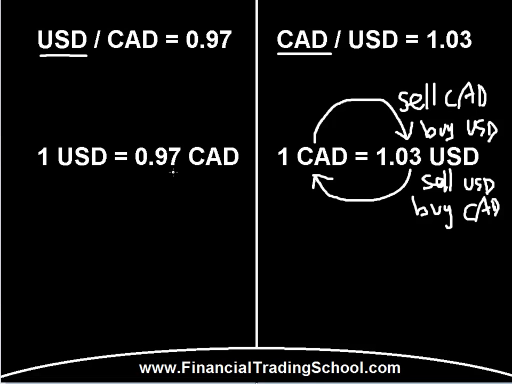So on this side, let's say I want to buy 10,000 US dollars. Based on 0.97, I would need 9,700 Canadian dollars to get the 10,000 US dollars. So in this case, I would be buying USD, or I would be selling Canadian dollars.